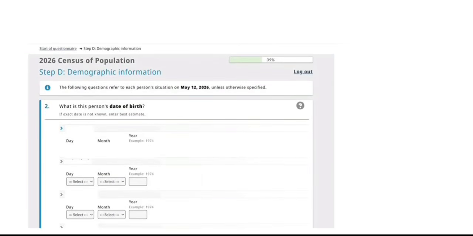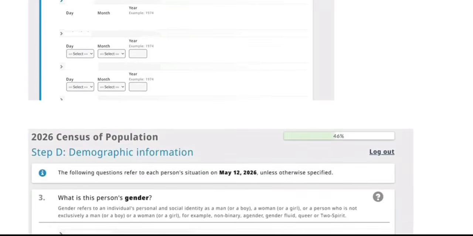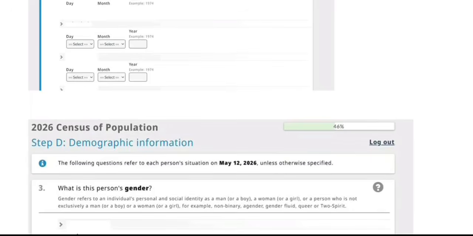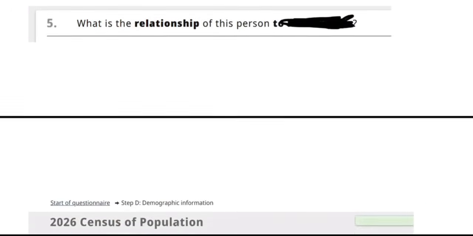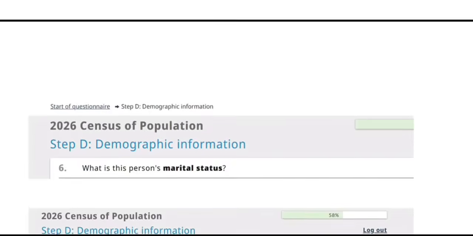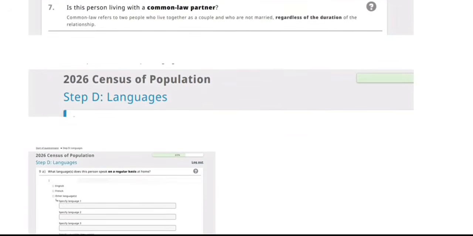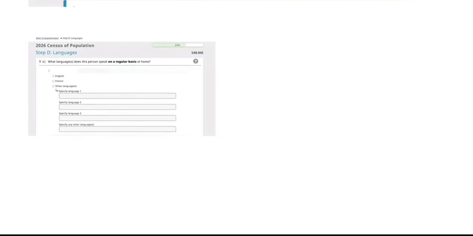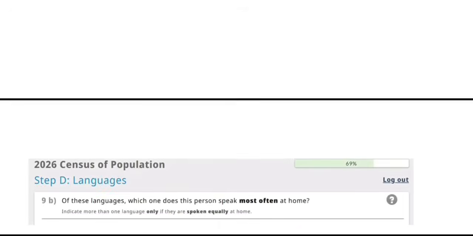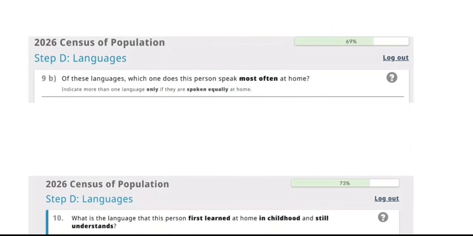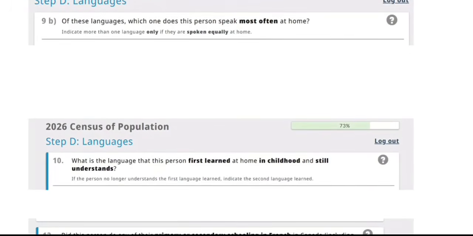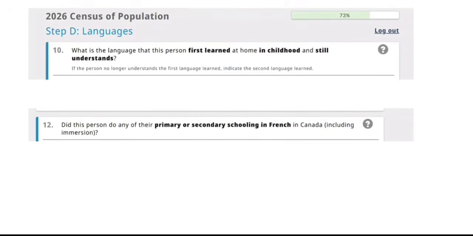So now I have been told that I have to include their details also in one screen, and now I have to put in demographics like date of birth, relationship, marital status, common law partner. Next, languages. What language do you use? Do you know any official language? Have you been trained in French? All these questions they are going to ask.